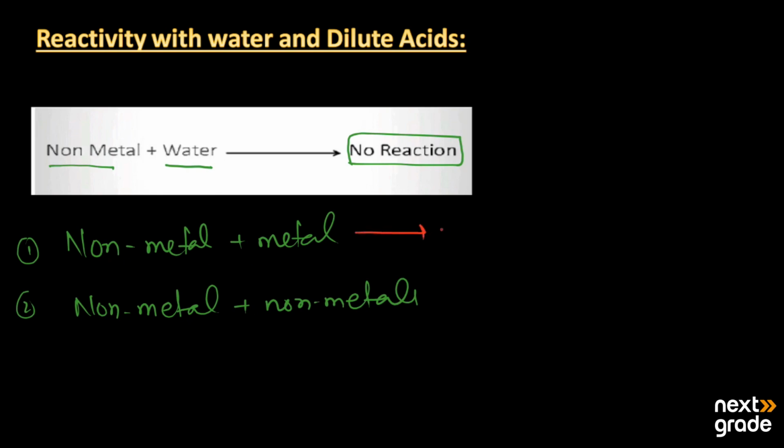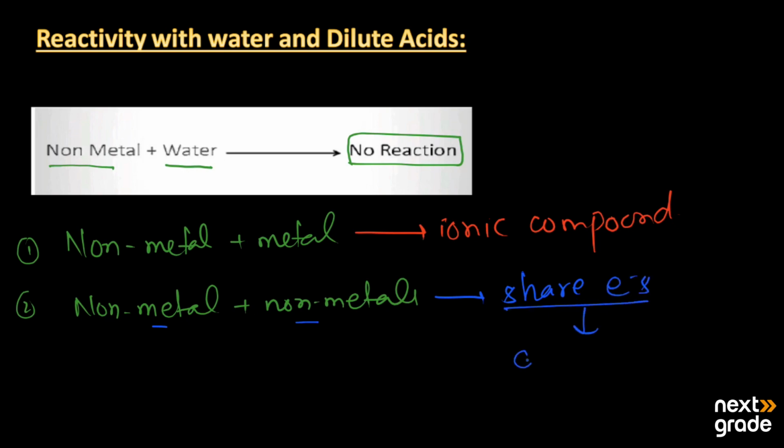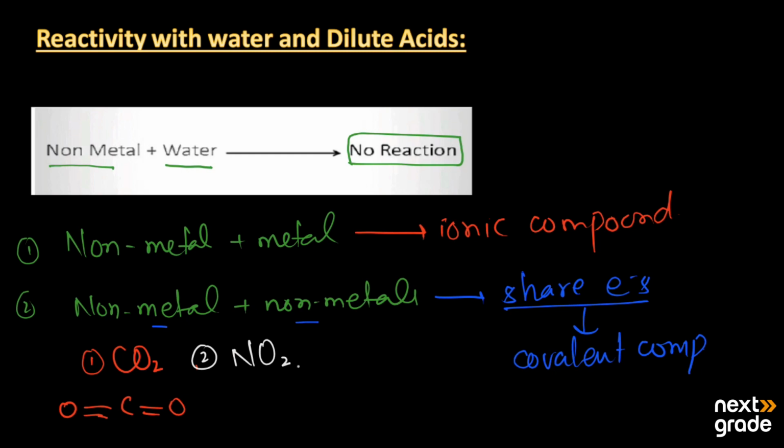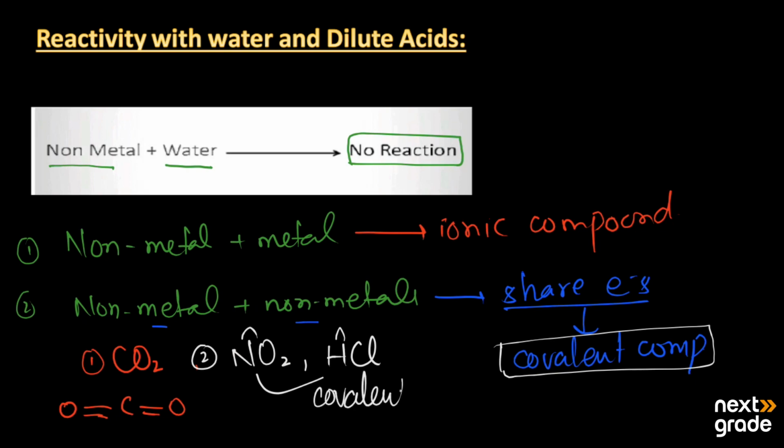When non-metals react with metals, ionic compounds are formed, comprising positively and negatively charged ions. On the other hand, when non-metals react with non-metals, they only share their electrons, and by sharing electrons they form covalent compounds. There are a lot of covalent compounds around us. The first example is carbon dioxide, CO2, in which carbon and oxygen are both non-metals and make the compound by sharing electrons. Its structure is O double bond C double bond O. The second example is nitrogen dioxide. We also have HCl, in which both are non-metals making a covalent compound. The bond between them is called a covalent bond, formed only by the sharing of electrons between atoms.